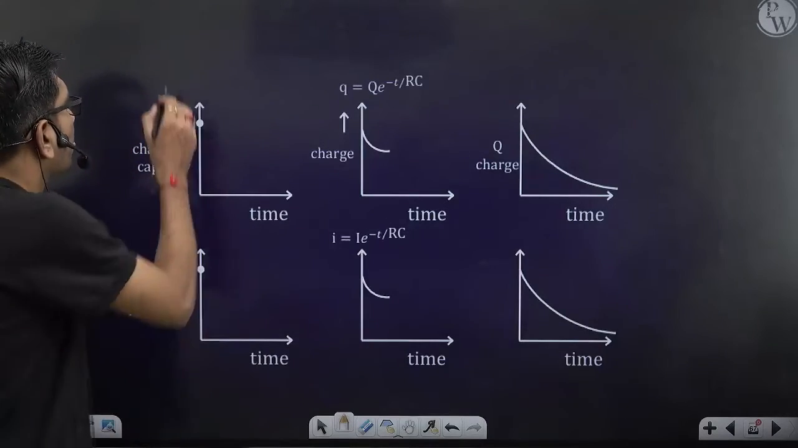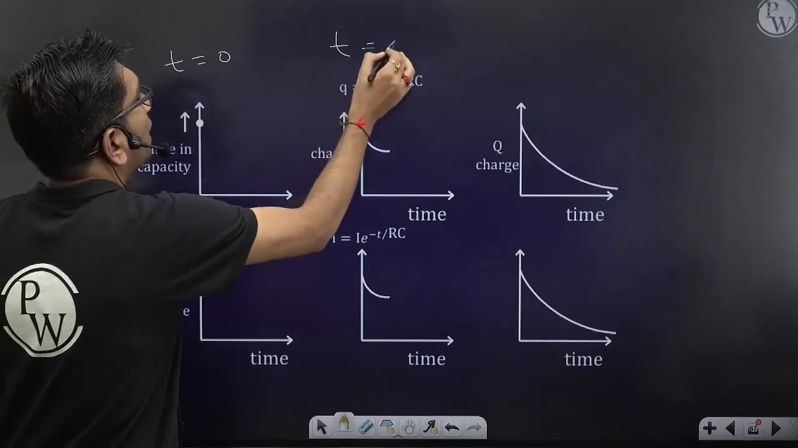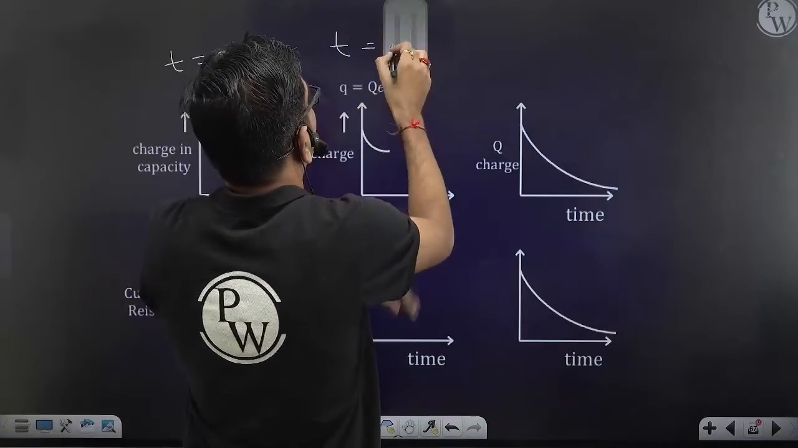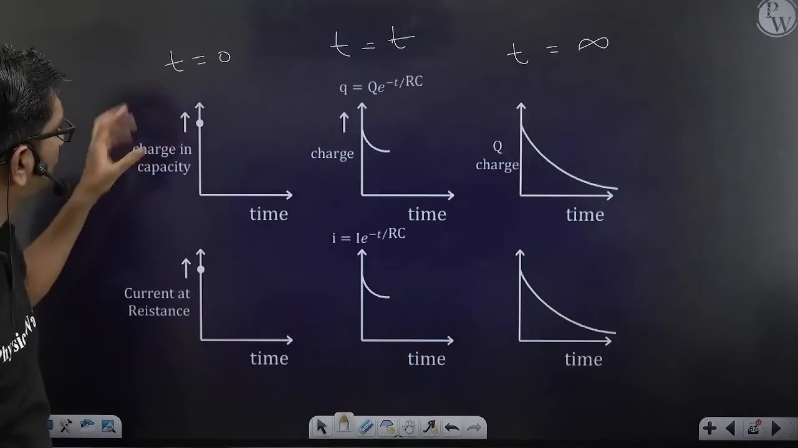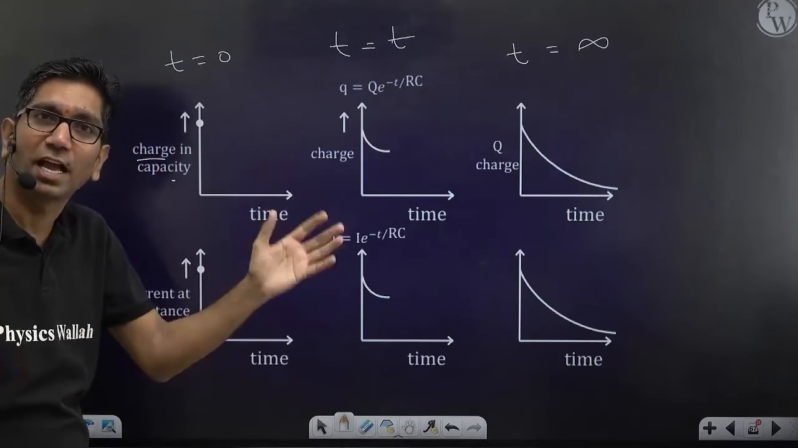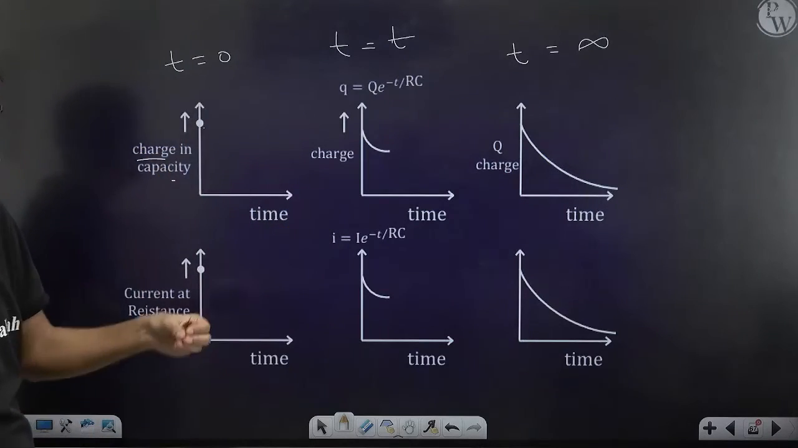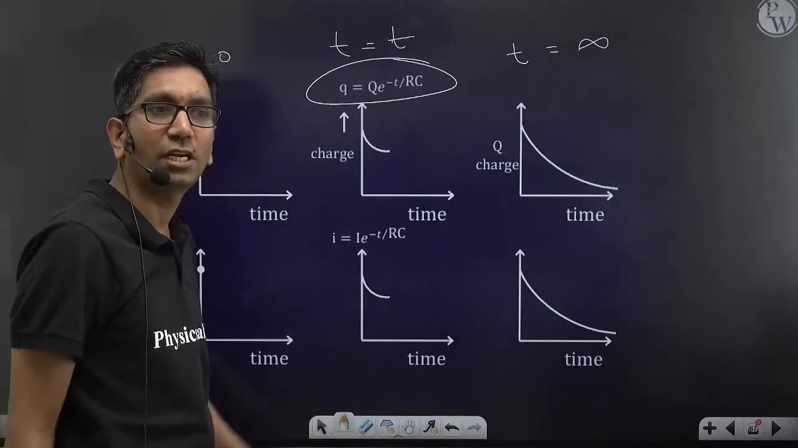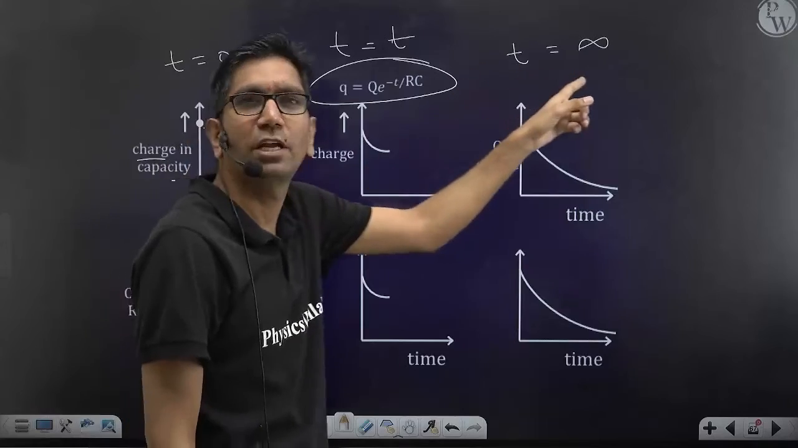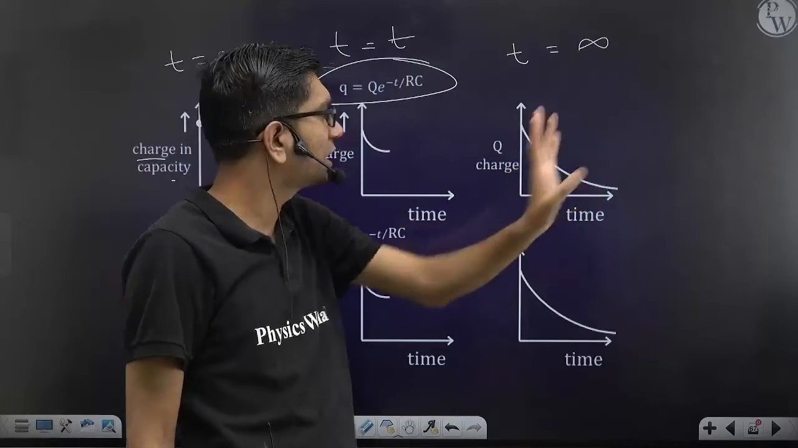See here: at time t equal to 0, at time t equal to small t, and at t equal to infinite. Initially, the charge in the capacitor is very high, of course, starting from here. Slowly it is decreasing, exponentially decreasing, beta. At time t equal to infinite, of course, it is completely discharged.